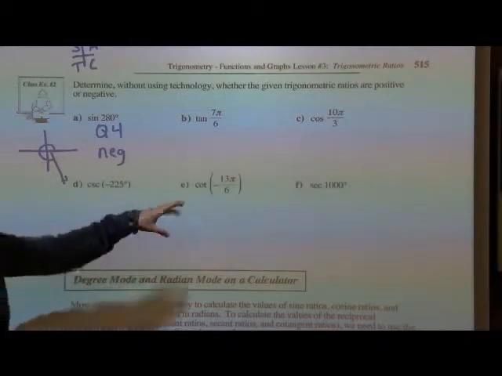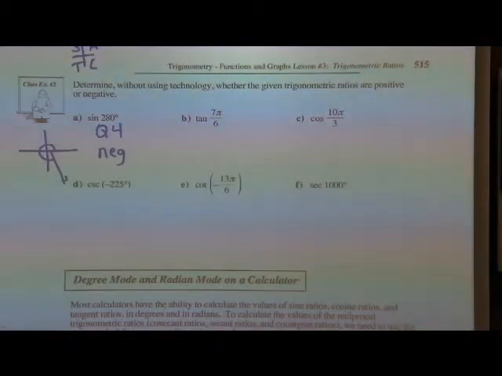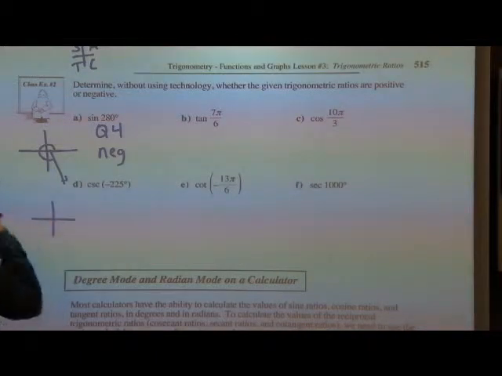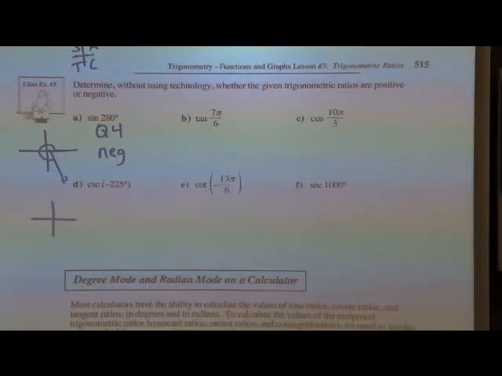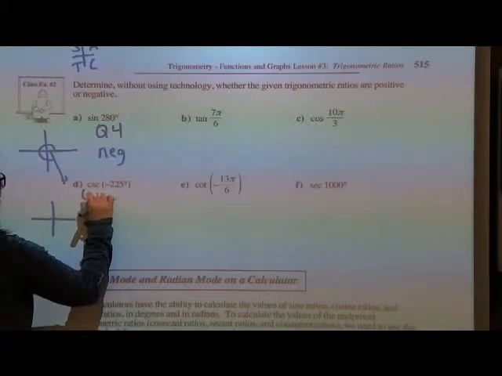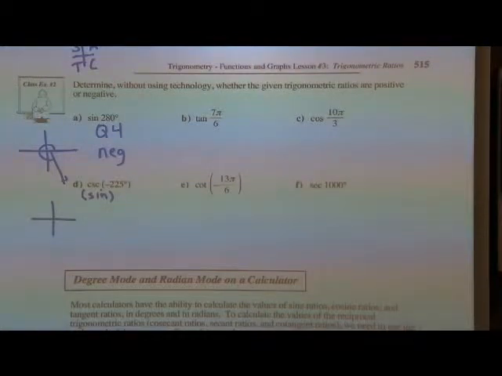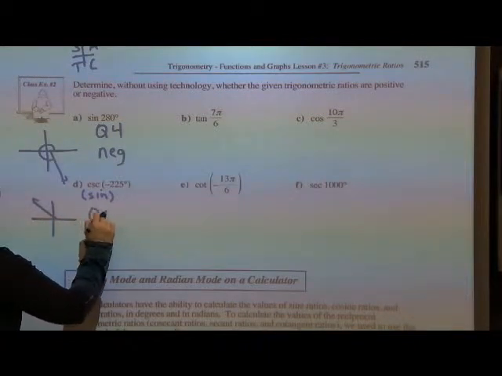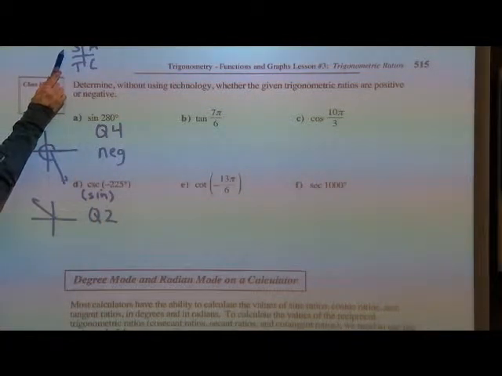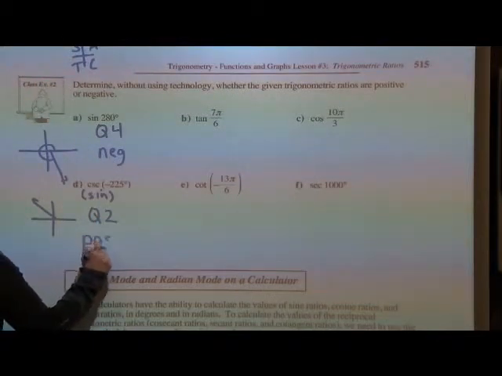Let's skip to D and F because they deal with degrees, and then we'll go back and look at the radian measurements. If I look at cosecant, what's the reciprocal of cosecant? Sine. So I'm looking at my cast rule for sine. Negative 225 degrees, what way is my angle rotating? Clockwise. So I've got 90, 180, so 225 puts me in what quadrant? Quadrant 2. And what is sine in quadrant 2? Positive. So cosecant would also be positive.